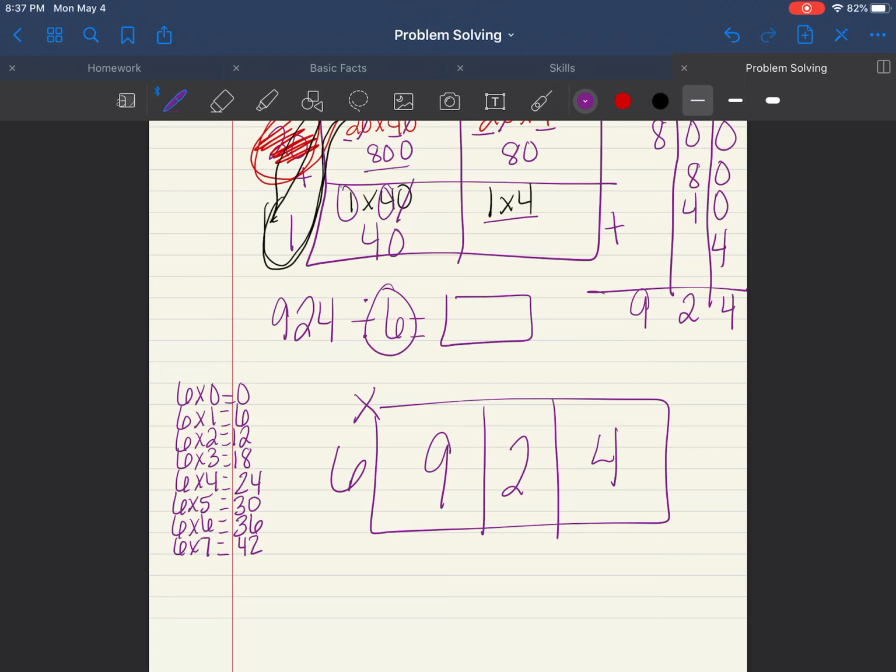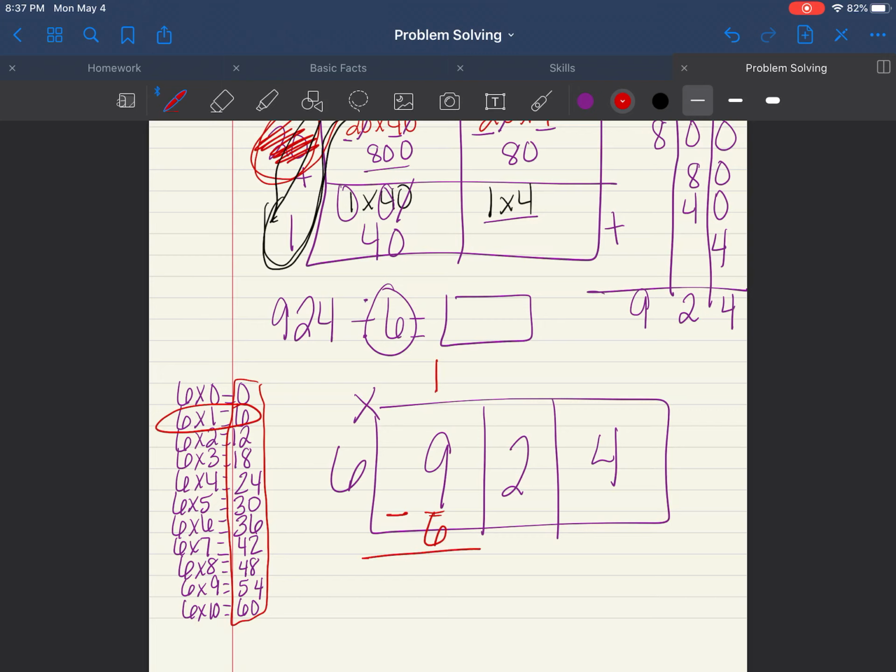6 times 5 equals 30. 6 times 6 equals 36. 6 times 7 equals 42. 6 times 8 equals 48. 6 times 9 equals 54. And 6 times 10 equals 60. Remember, we are looking at the products.